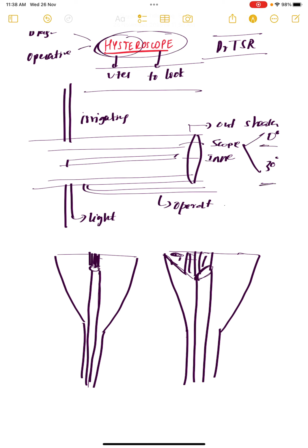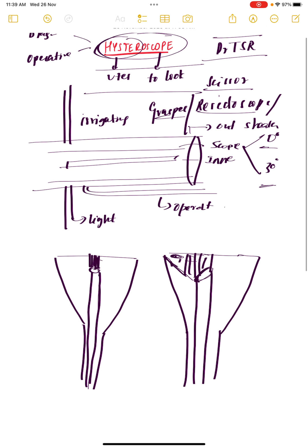So what are the other instruments we will use along with this hysteroscope? We can use a grasper if you want to grasp the polyp, or we can use a resectoscope if you want to do resection of the uterine septum, or you want to remove the polyp. So these are the other instruments which we use along with this hysteroscope, right?